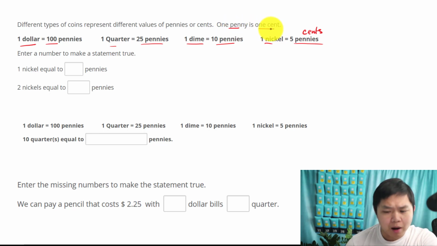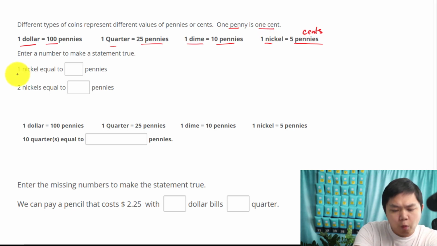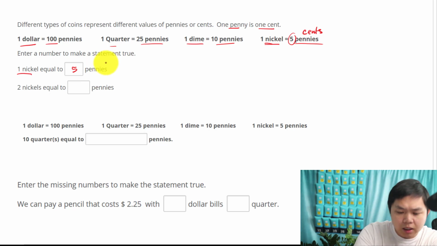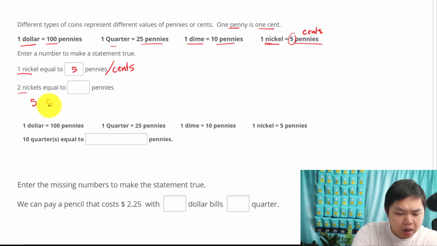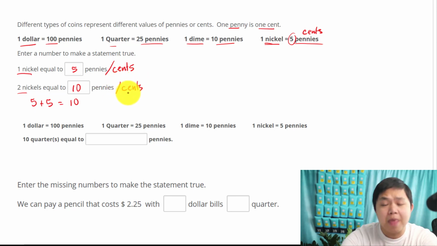Now let's talk about how we can use this so that we can pay for what we buy. Before we do that example, let's look at this. We have 1 nickel. That is equal to what? 1 nickel is equal to 5 pennies, or 5 cents. So we either use the term pennies or cents. And if we have 2 nickels, each one is 5, and then we have another 5, what is the total? That gives us 10 pennies or 10 cents. Did you see how that worked?